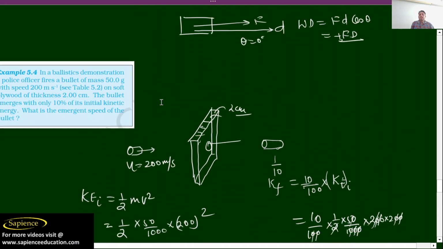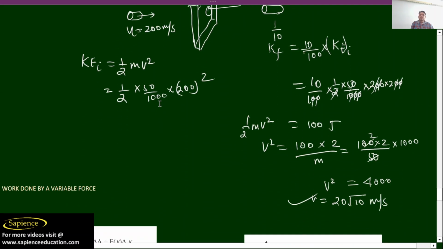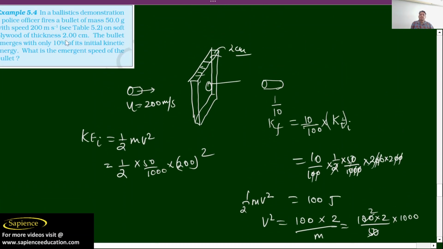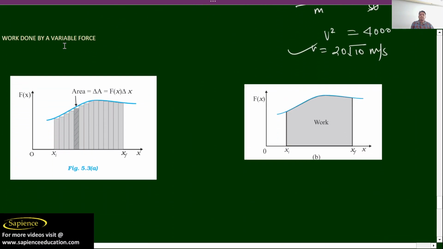I hope you all have understood how to do this. So there is no use of the thickness of the plywood and all. They are telling only that it is 10% of the initial kinetic energy.